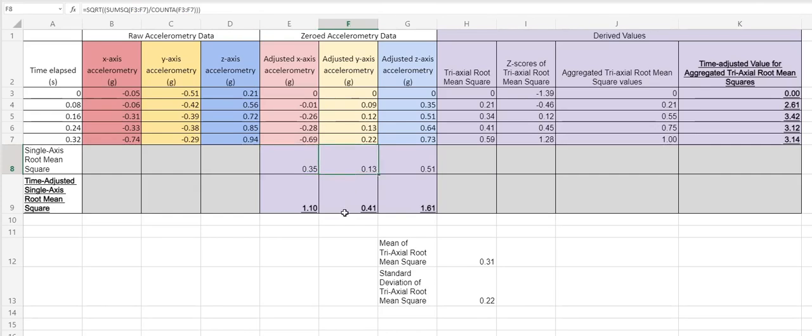The root mean square was then divided by the duration of the trial to obtain time-adjusted single-axis root mean square values. As before, corresponding time-adjusted single-axis root mean square values for each axis in trials with and without the aerosol box were compared using Wilcoxon-Signed Rank tests to assess whether intubations involving an aerosol box led to statistically significant differences in hand accelerometry in individual axes, as depicted in Table 4 of the manuscript.